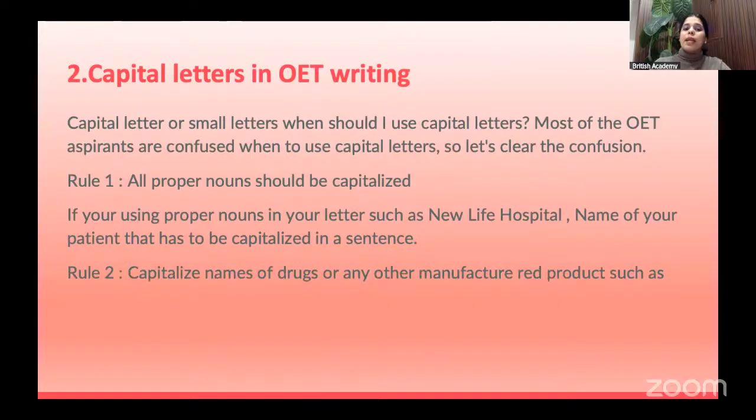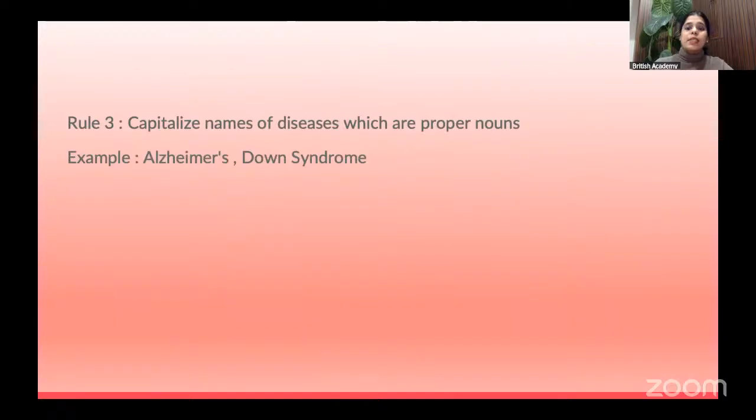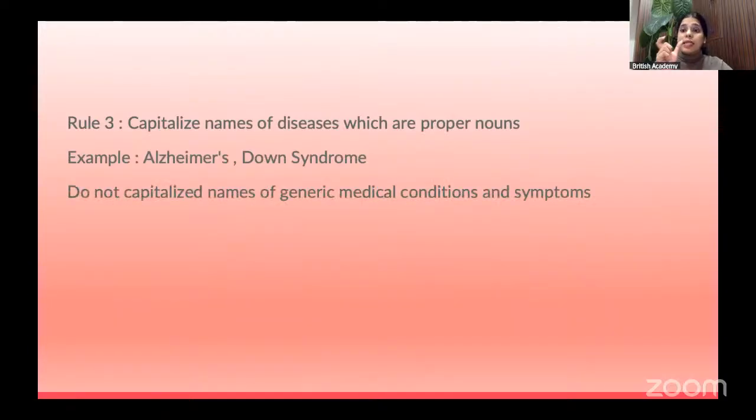Then capitalize the names of any drugs or any manufactured product, such as Aspirin, Tylenol, Valium. If you're using something in particular and in your case notes they are in capitals, you also have to capitalize the names of drugs. Now, names of diseases are proper nouns. Here I have seen a confusion. I'm telling you a disease, not a symptom. If you're talking about a normal symptom, for example, the patient has trouble remembering, that does not have to be in capitals.